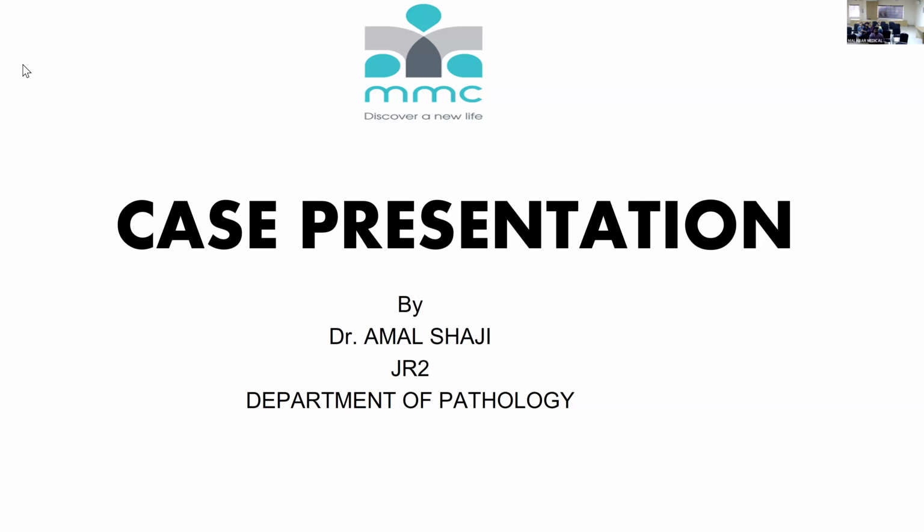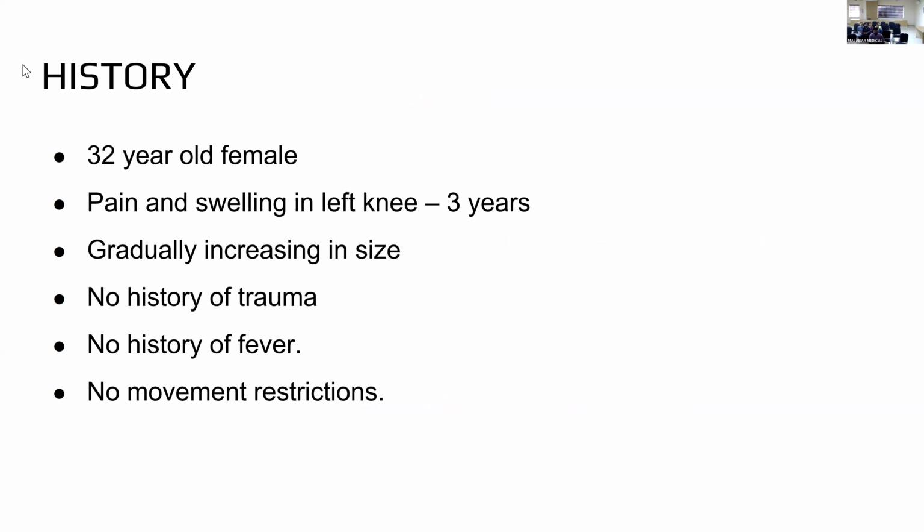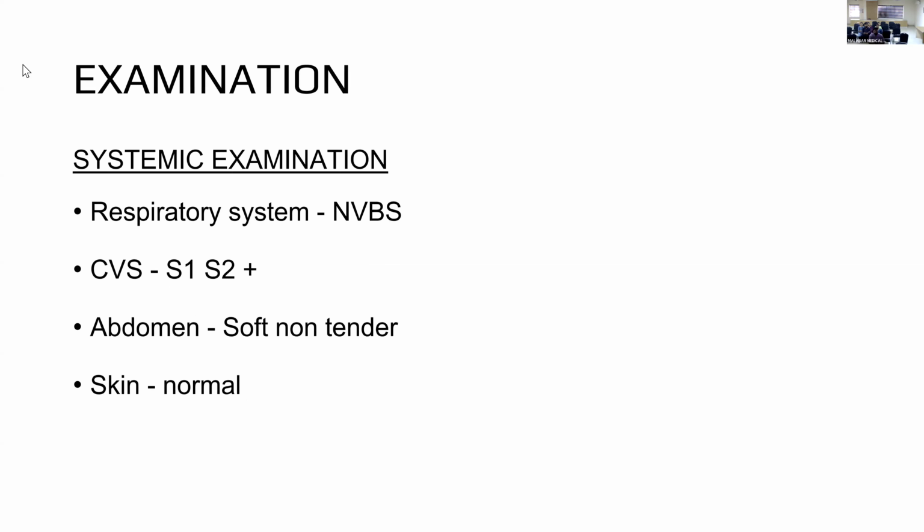I am presenting a case of a 32-year-old female admitted with complaints of pain and swelling in the left knee for 3 years. It was gradually increasing in size. There was no history of trauma, no history of fever, and no movement restrictions in the patient. The systemic examination of the patient was within normal limits.